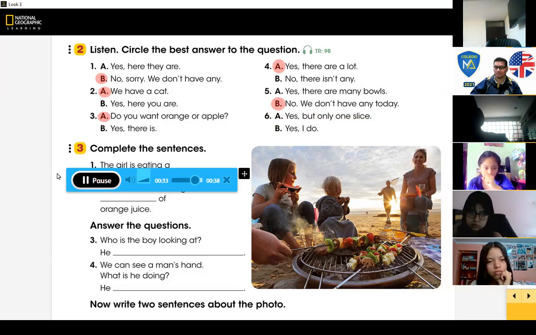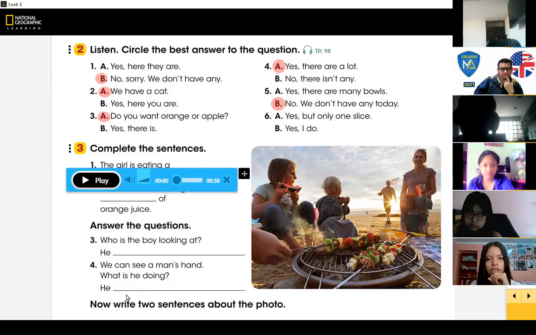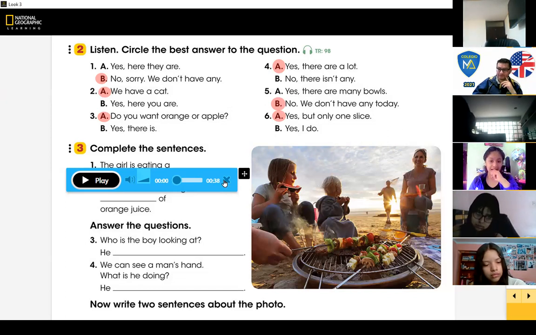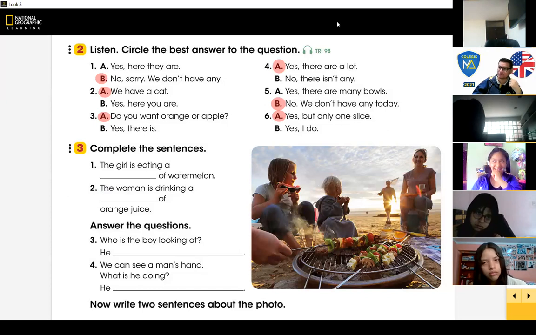Six. Is there any pizza? Yes, I do. Yes, but only one slice. Oh, right. Yes, but only one slice. No, recuerda que yes, correct. Yes, I do es para decir sí, yo, ¿no? Pero te está preguntando, is there any pizza? O sea, ¿hay algo de pizza? Yes, but only one slice. Claro, sí, pero solo un pedazo. ¿No? Una rebanada.